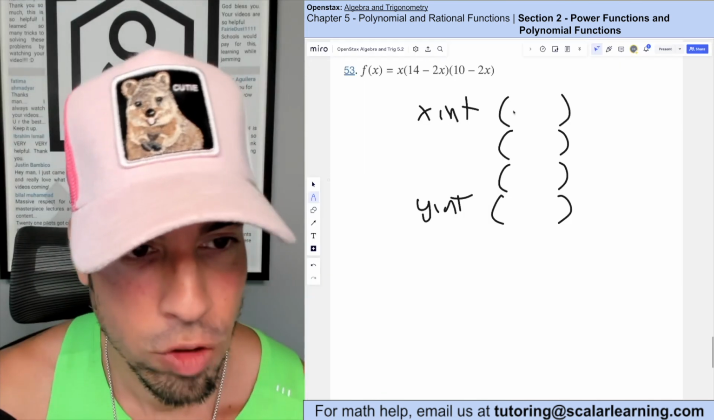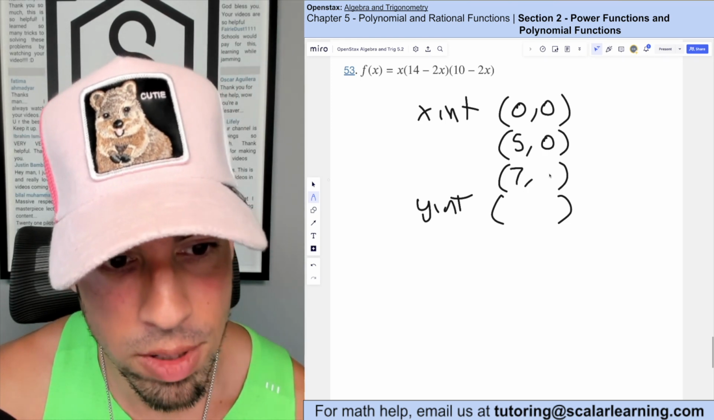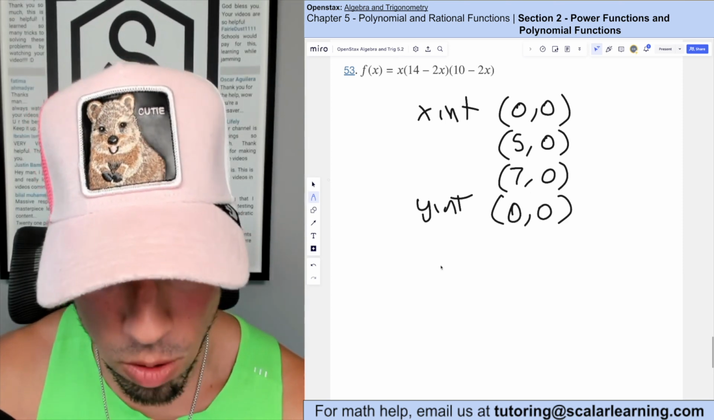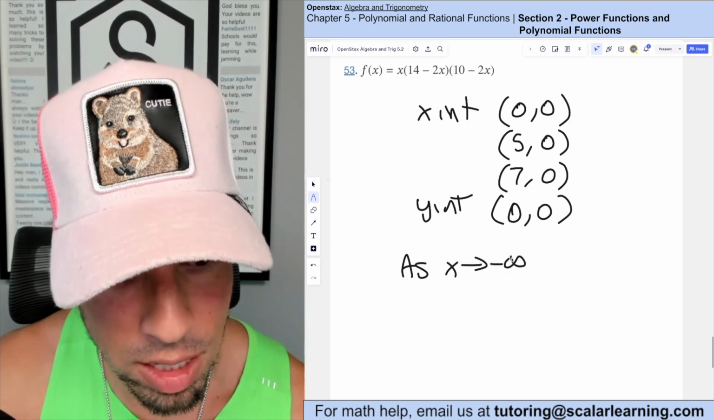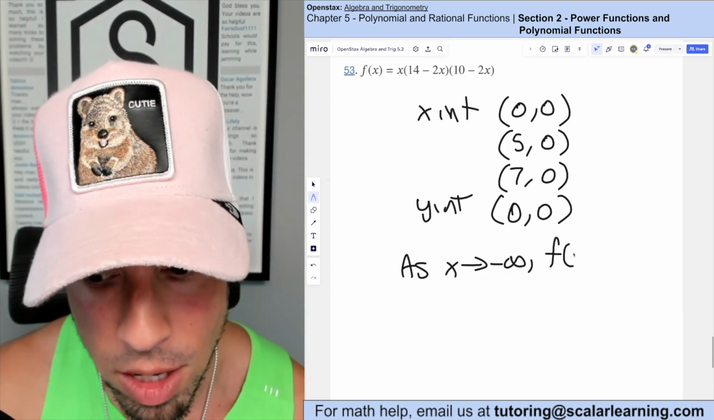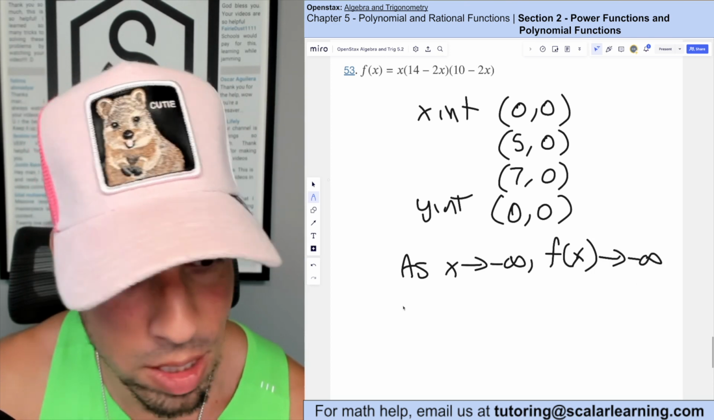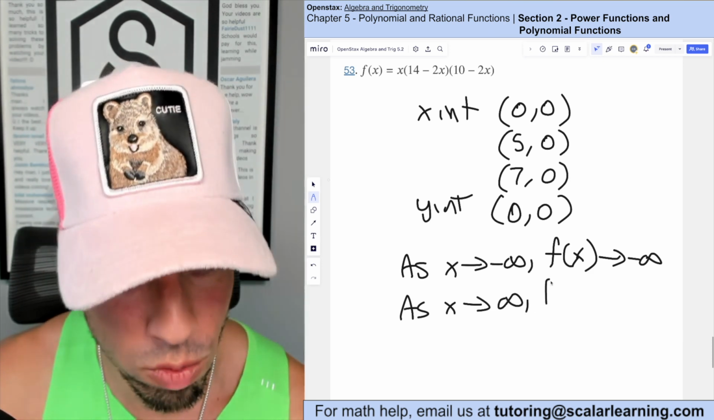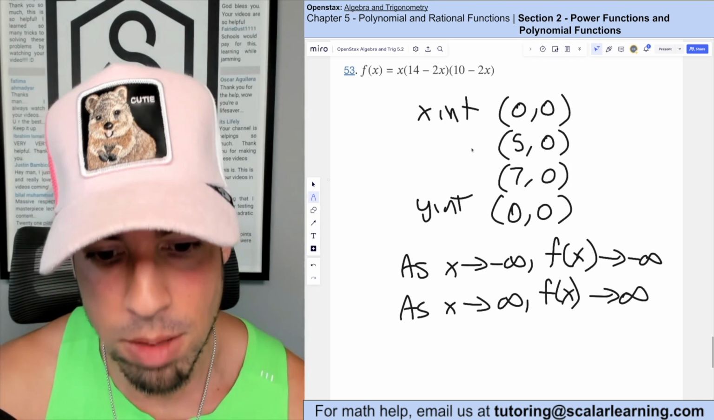So let's write that out. For the x-intercepts, we have 0, 0, 5, 0, and 7, 0. And then again, that origin is also our y-intercept at 0, 0. And then as x approaches negative infinity, as we recall, going to the left, the function value was also approaching negative infinity. And then as x approaches positive infinity, as we go to the right, the function value was going up, approaching positive infinity. Boom, done.